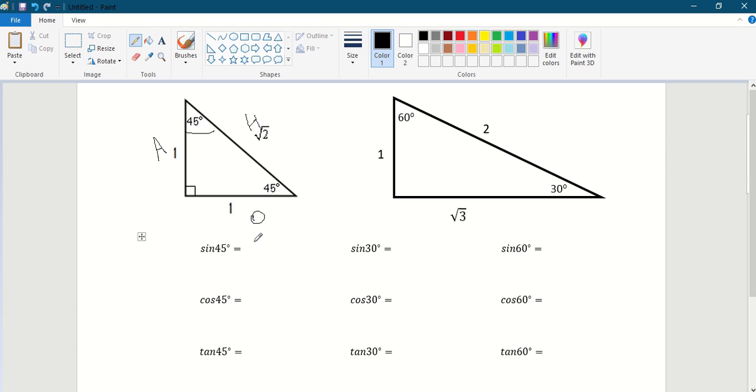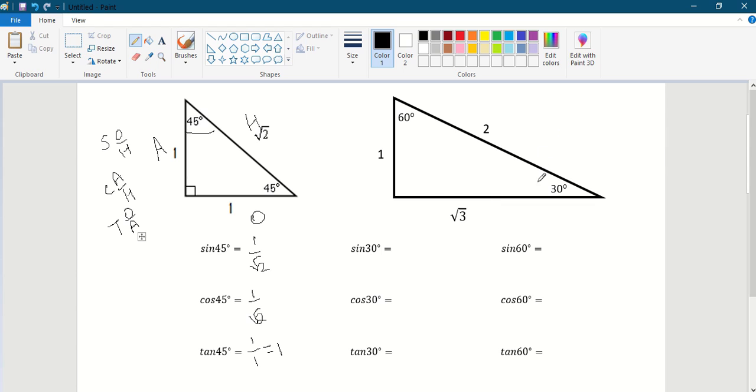So sine 45, SOHCAHTOA. So let's quickly write SOHCAHTOA here. Okay, sine is opposite over hypotenuse. So sine 45 degrees will be 1 over square root of 2. Cos 45 degrees then is adjacent over hypotenuse. So that is also 1 over square root of 2. And tan 45 degrees is opposite over adjacent. So 1 over 1, which will simplify to 1.